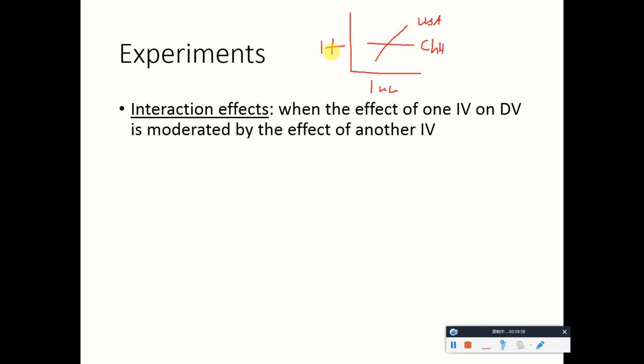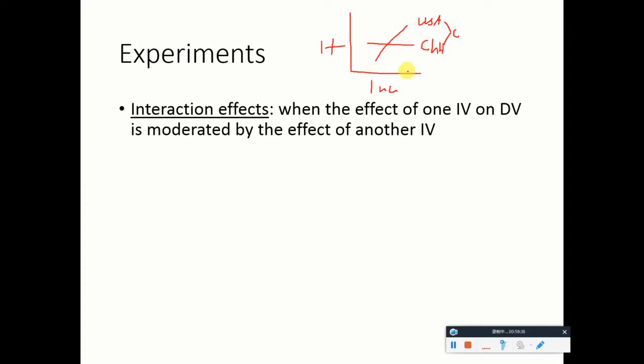So here is moderation, because obviously the two effects are different, right? The effect of income on happiness is different depending on the effect of another variable, which is country here, right? Country is a variable. It takes the value of USA or the value of China. So in USA, there's a positive effect of income on happiness. As people make more money, they're more happy. But in China, this effect is absent, right?